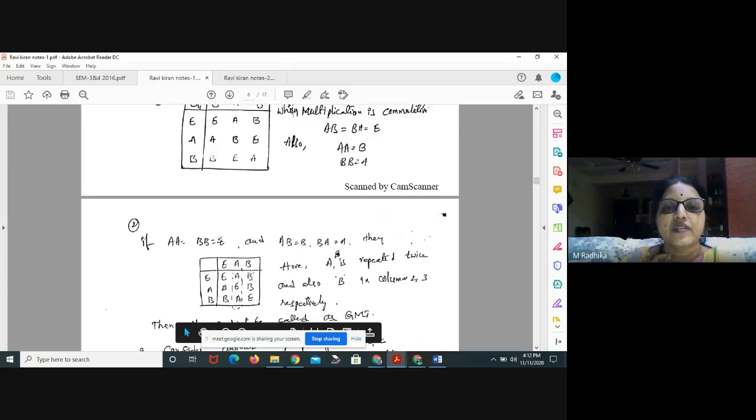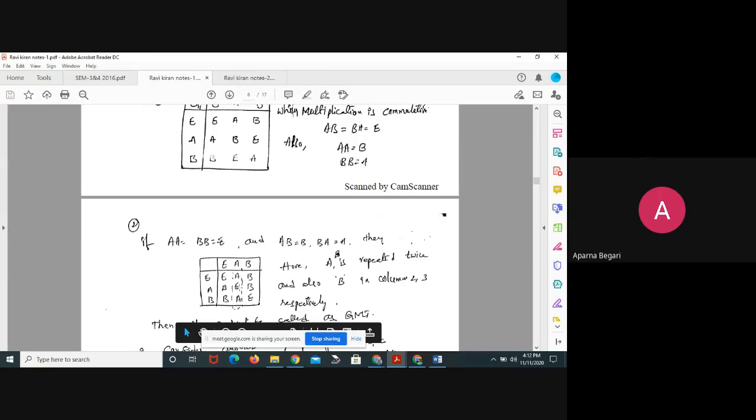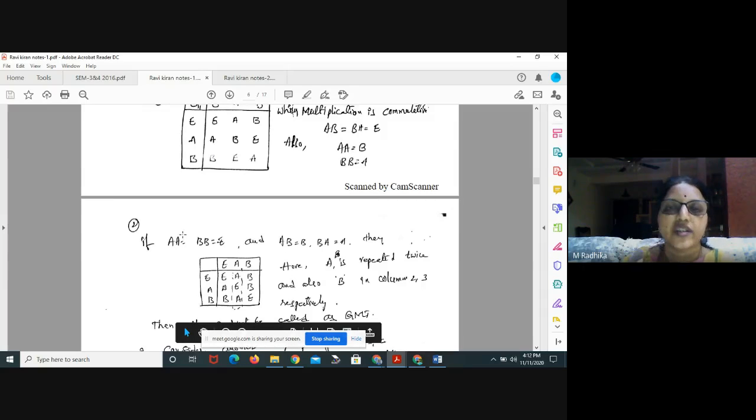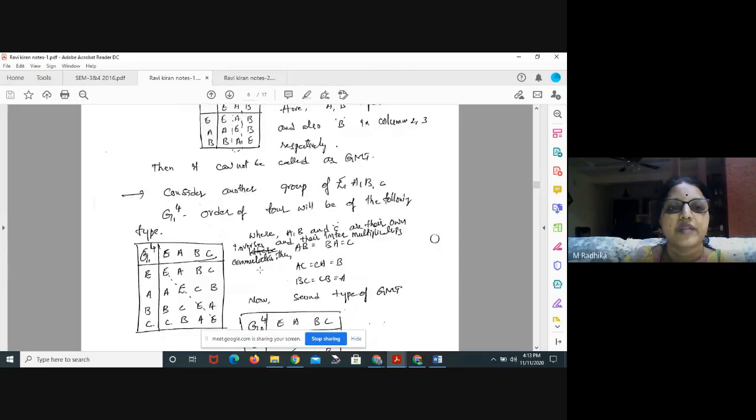Can you see? Yes, ma'am. Here, what happens? Two A's and one E. Is it a group multiplication table? No, ma'am. It should appear only once. So this way of taking the multiplication is not giving you a group table. Only this way of taking the multiplication is giving you one. So this is how you have to construct the group multiplication table.